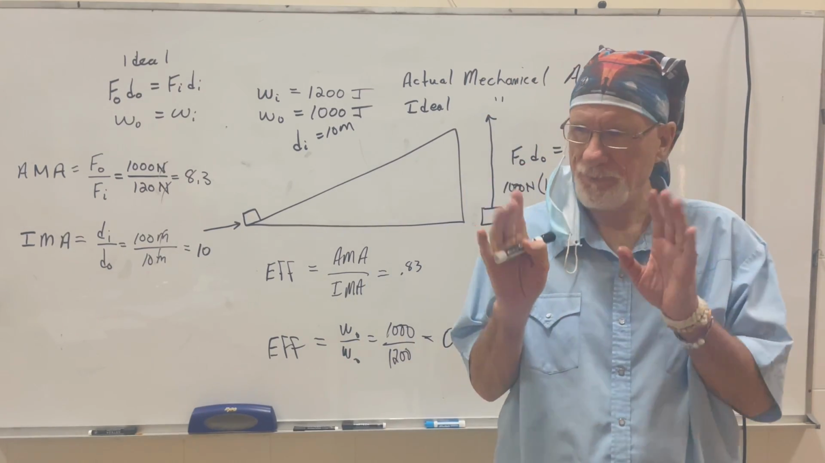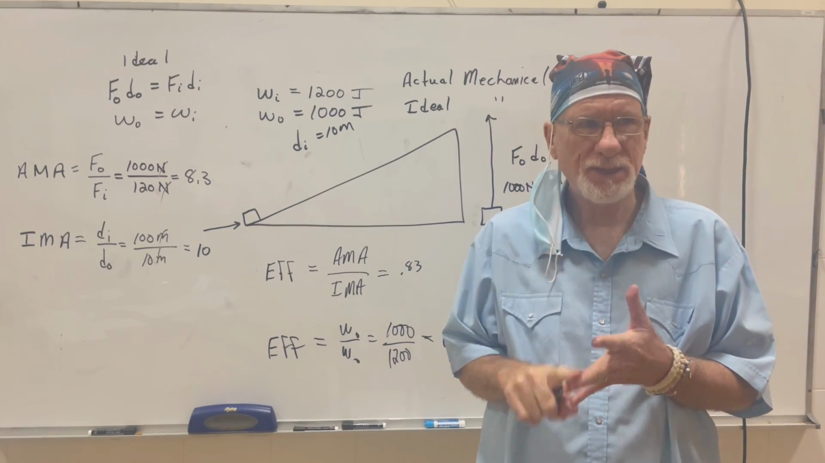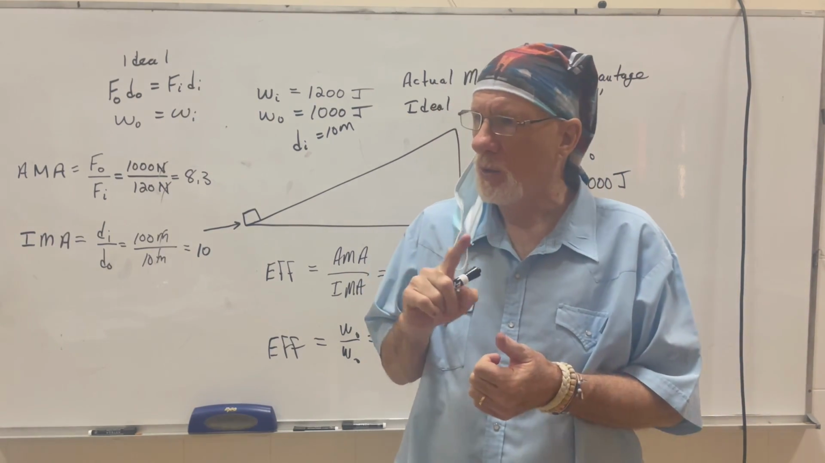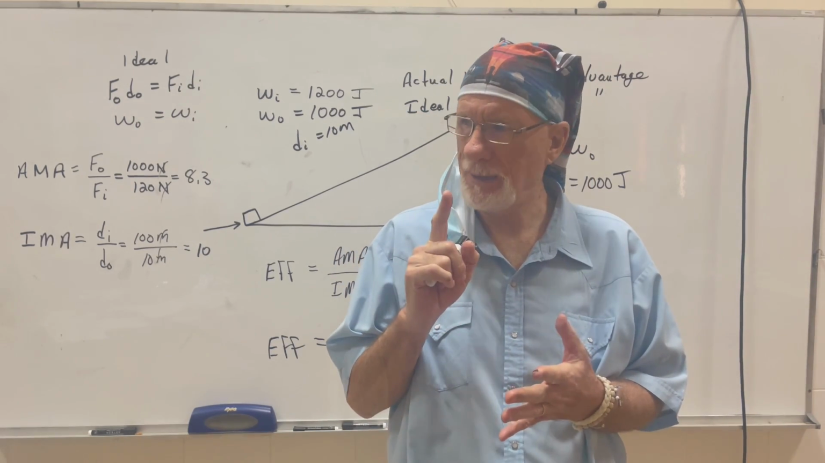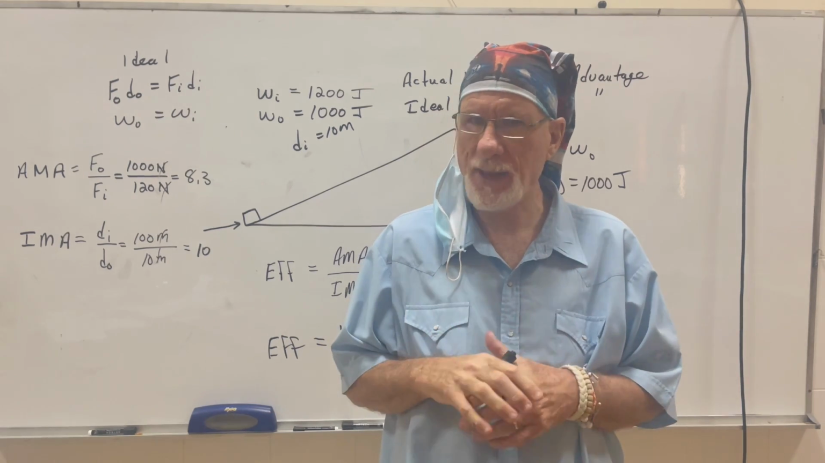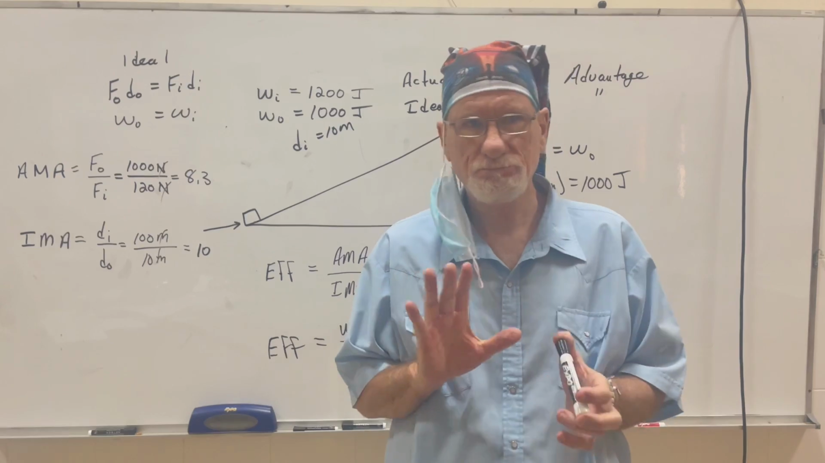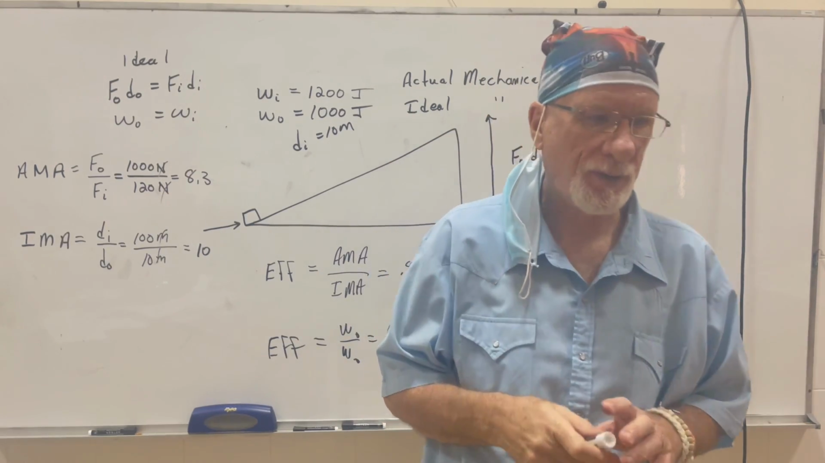0.83. Yeah, either way you do it for this particular example. So we did FI, FO, DI, DO, work input, work output, AMA, IMA, percent efficiency. You okay with all that? Yes or no? Questions? Okay.